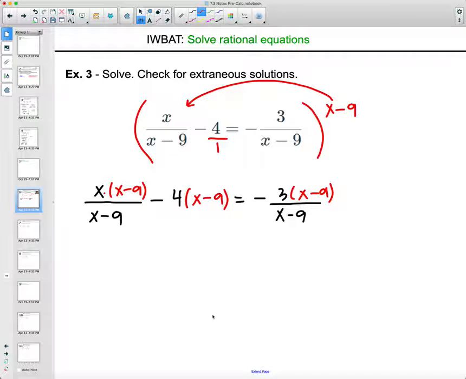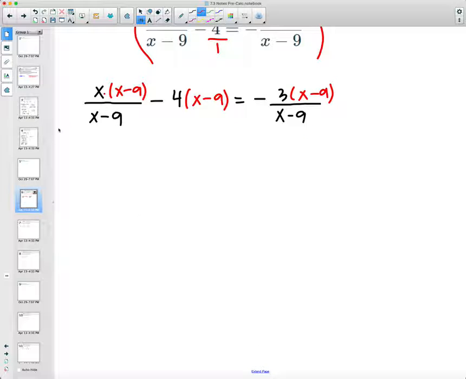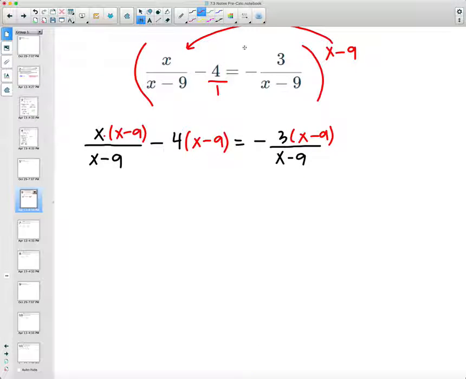So you can see the original equation and that we multiplied everything by x minus 9. Now we have a factor of x minus 9 multiplied and divided, so that's going to be 1, and 1 times x is just x. Here nothing canceled, so we have the minus 4 times x minus 9. And over in this one, we had negative 3 times x minus 9 divided by x minus 9, which cancels down to 1, and 1 times negative 3 is just negative 3.